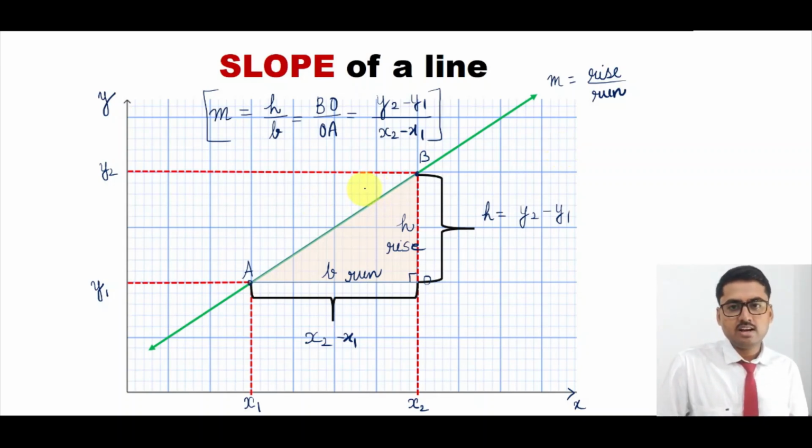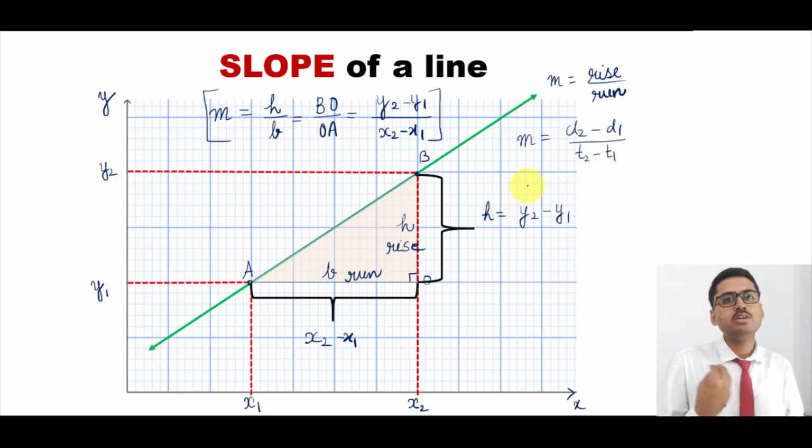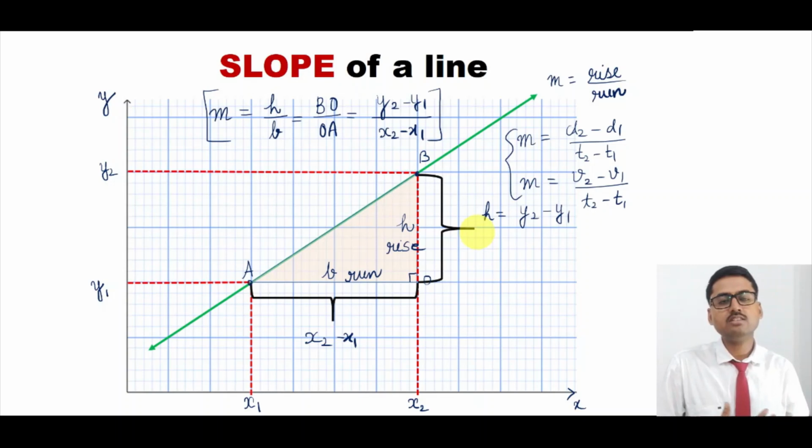But it depends on the graph. If I call this a distance time graph, then I will call slope d2 minus d1 divided by t2 minus t1. If it is a velocity time graph, then I'll call slope v2 minus v1 divided by t2 minus t1. So the variables will keep changing if I change the name of the graph, but this is how we calculate the slope of a graph.